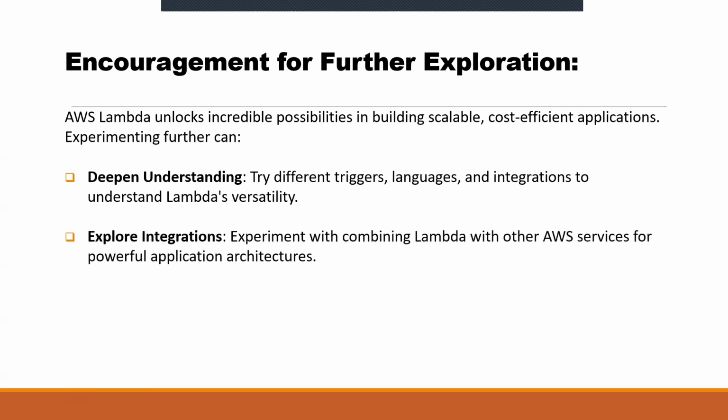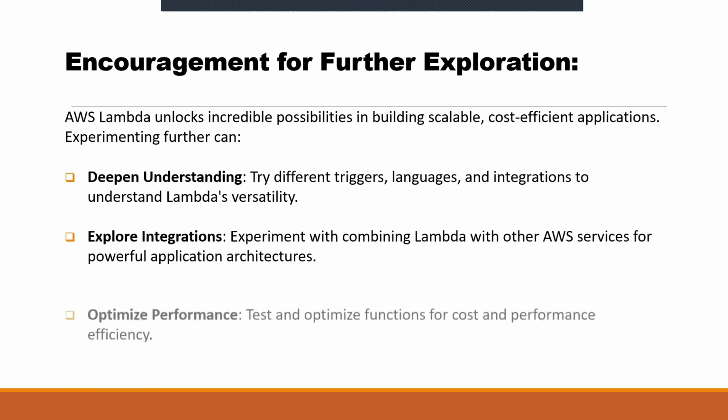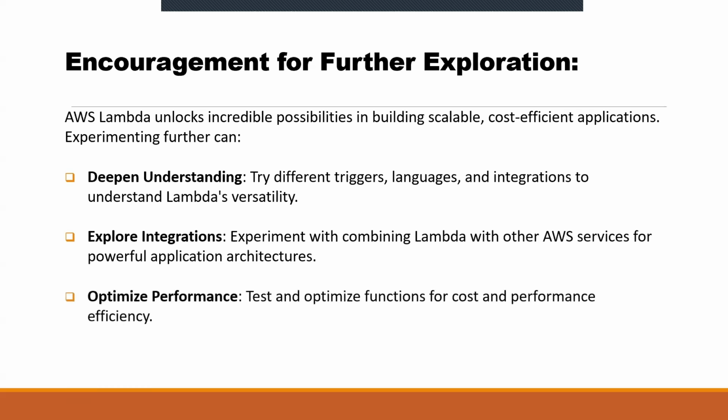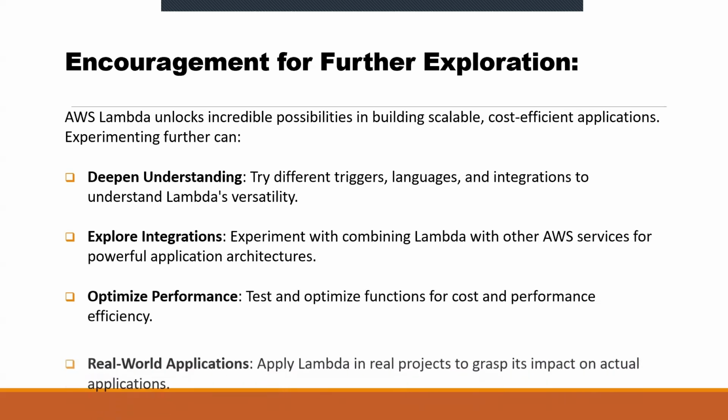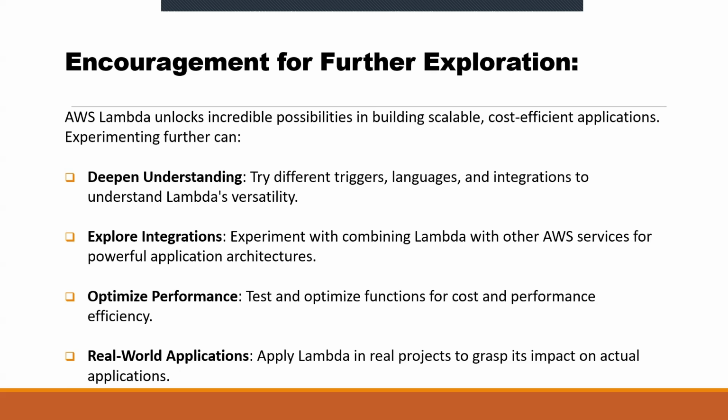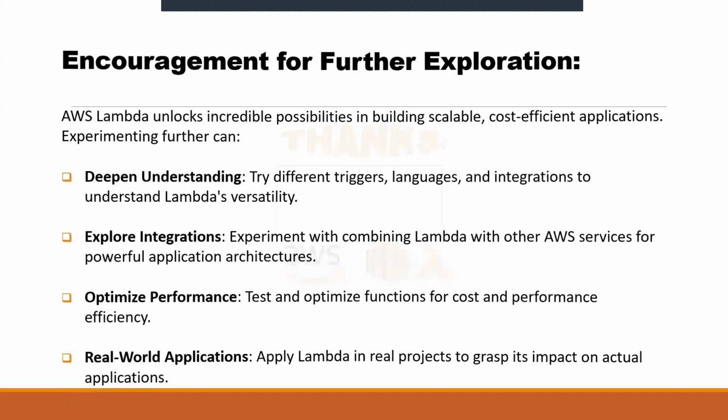Explore integrations. Experiment with combining Lambda with other AWS services for powerful application architectures. Optimize performance. Test and optimize functions for cost and performance efficiency. And the last is real-world applications. Apply Lambda in real projects to grasp its impact on actual applications.